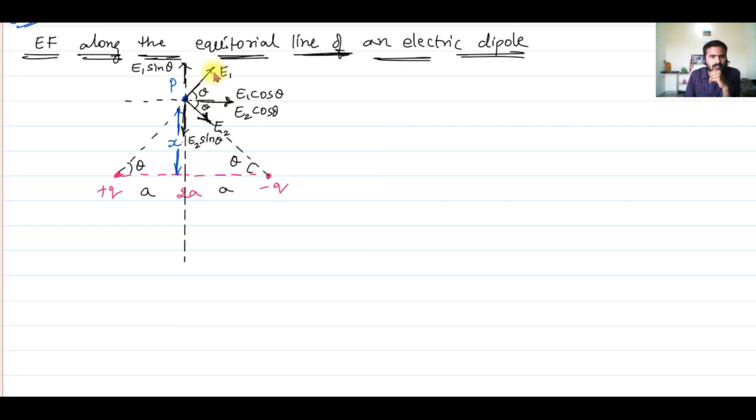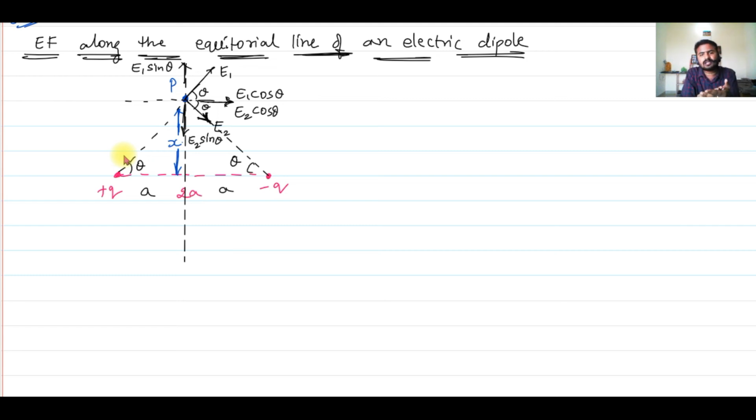Now remember, this electrical field E1 and E2 will be equal. Why? Because E1 is due to charge Q, and E2 is due to the same charge Q but negative. The magnitudes of the charges are equal, and this point P is equidistant from the positive charge and the negative charge. Therefore, E1 and E2 will be equal. So E1 sin theta, in the upward direction, and E2 sin theta, in the downward direction, will cancel out each other.